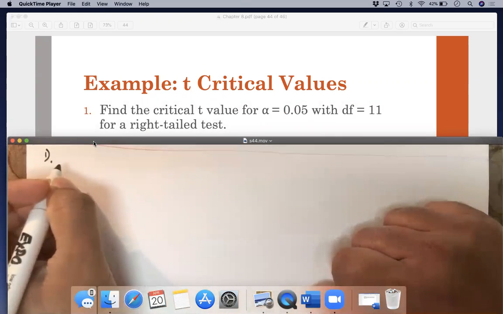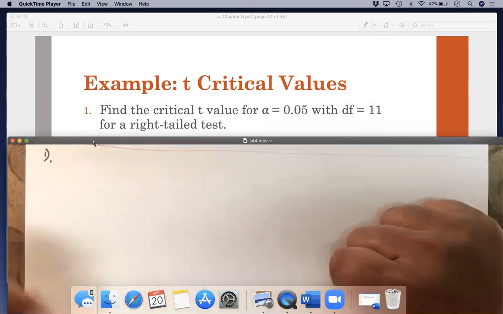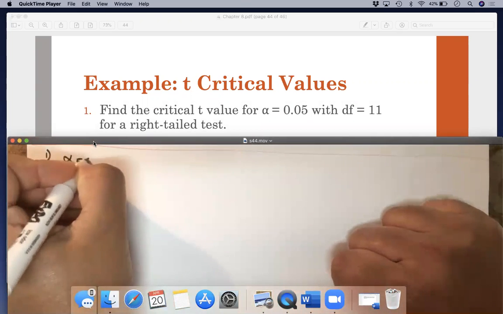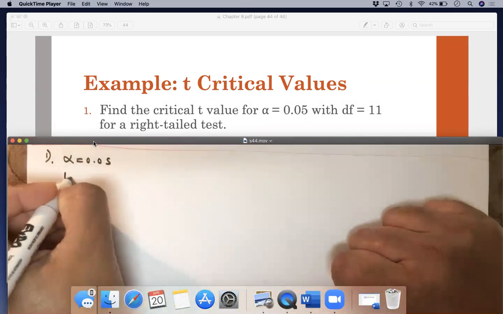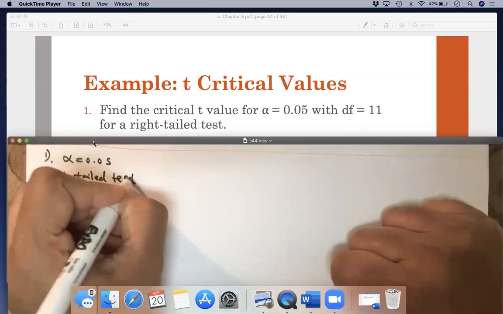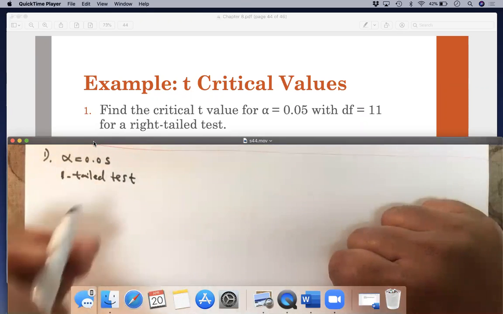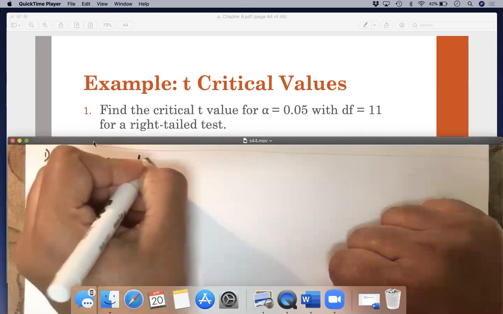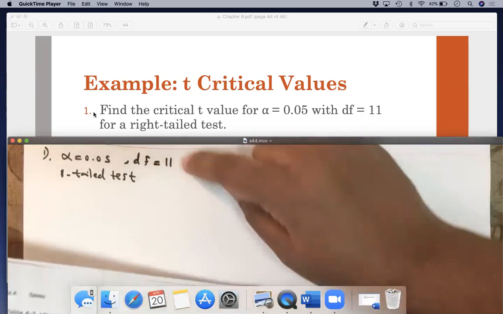Here it's a right tail test. You have to find the T critical value for alpha is 0.05. This is right tail, that means one tail test. Or you can write right tail, but anyhow it's about one tail. Then we know degrees of freedom also. It's 11. These are the relevant details.